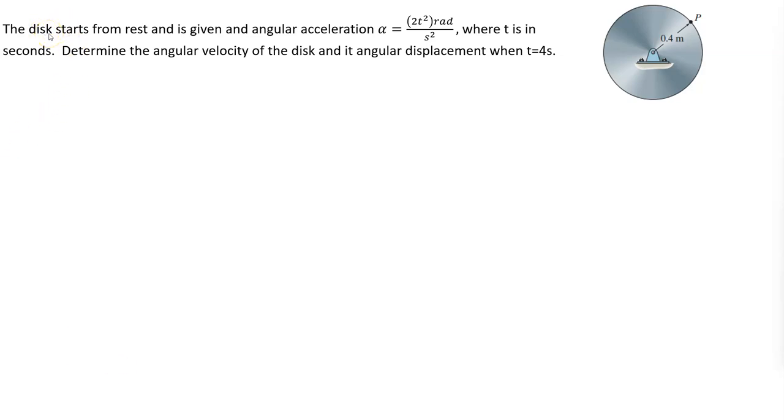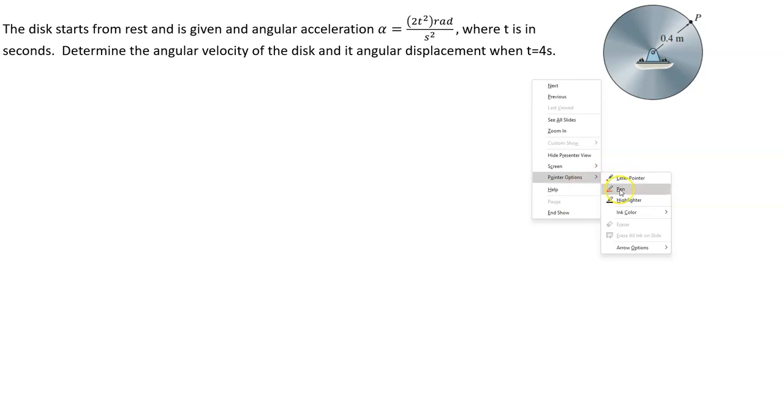The disk starts from rest and is given an angular acceleration, expressed as a function of 2t squared radians per second squared, where t is in seconds. Now determine the angular velocity of the disk and its angular displacement when t is 4 seconds. So that one is a little bit easier, it doesn't mate to anything, doesn't share a velocity or a point of rotation. So we're just asking everything on this one rigid body.